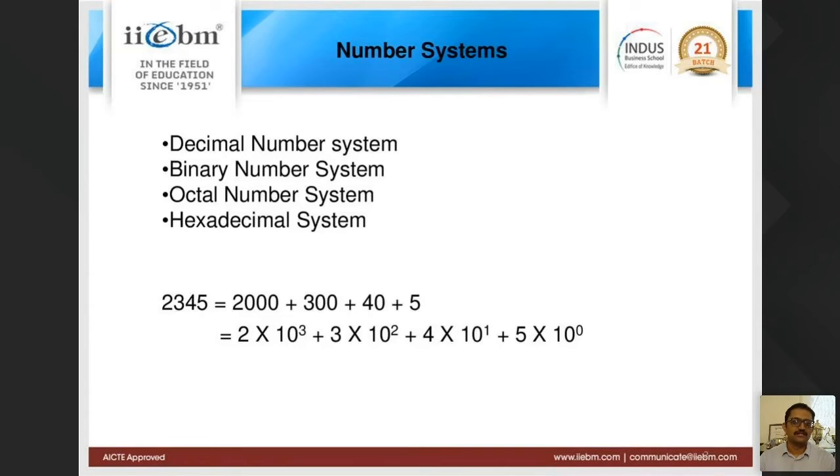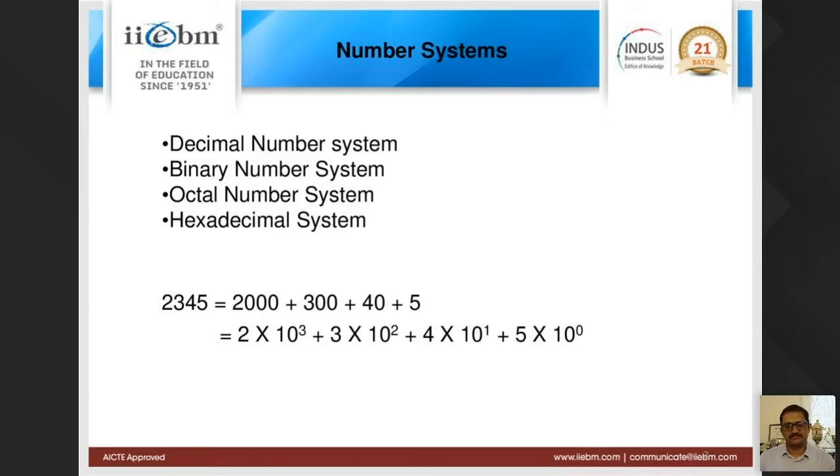Then we have the binary number system, wherein we have two symbols, base is 2, 0 and 1. In computer systems and computer applications, we see this binary number system being used, which consists of 0 and 1. Then we have the octal number system, wherein we have 8 symbols starting from 0 to 7. Then we also have the hexadecimal system, wherein 16 symbols are used: 0 to 9, which are 10 symbols, and then 6 alphabets from A to F, that is A, B, C, D, E, F. So 10 plus 6 becomes the 16 symbols used in the hexadecimal system.